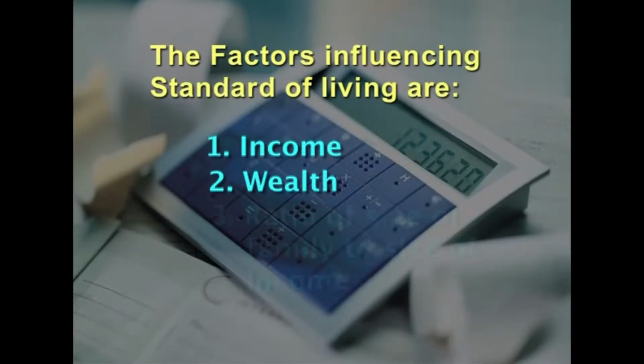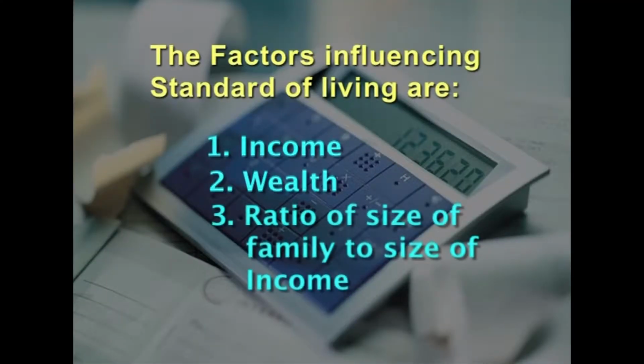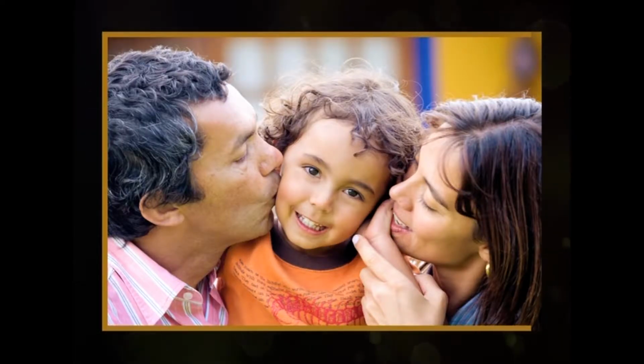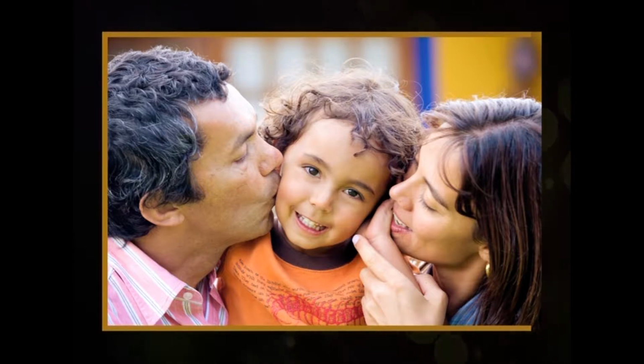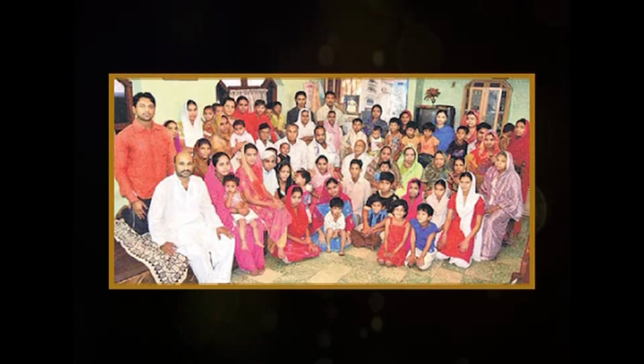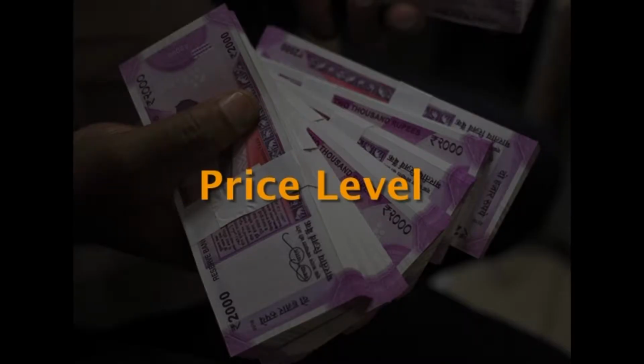Accumulated wealth influences the standard of living, as a wealthy man would like to maintain a high standard of living. The third one is ratio of size of family to size of income. A small family with a given income can certainly enjoy a better standard of living than a big family with the same income. The fourth one is price level. Price level determines the real income of the people.